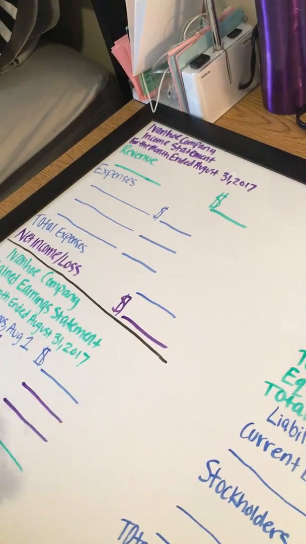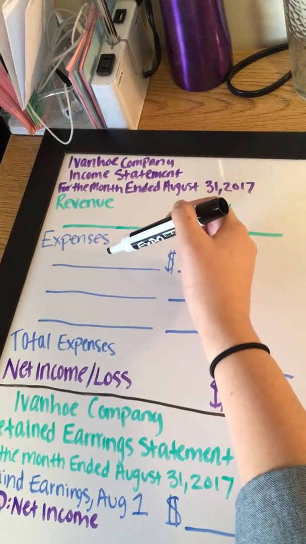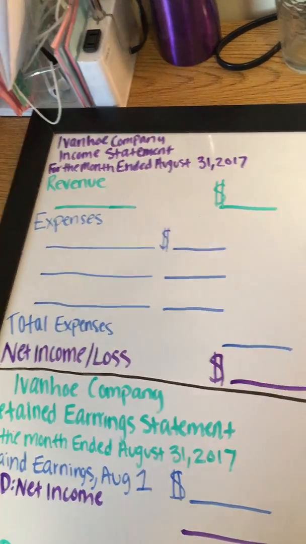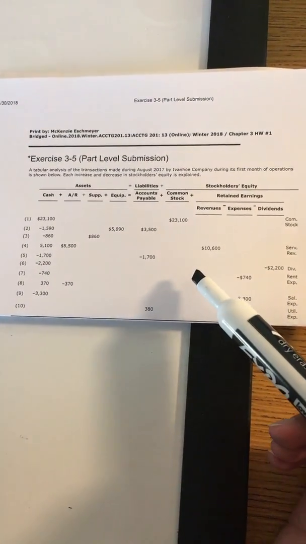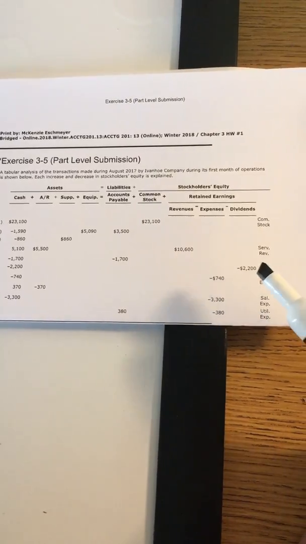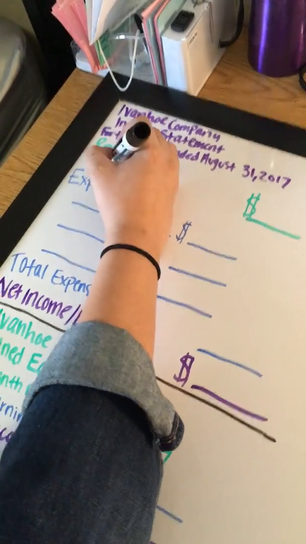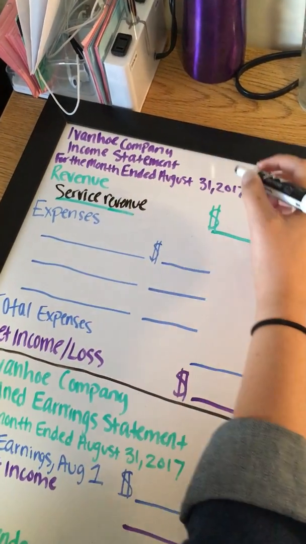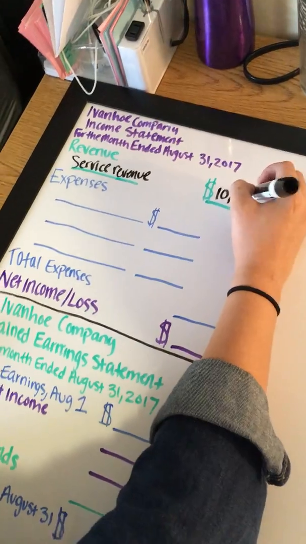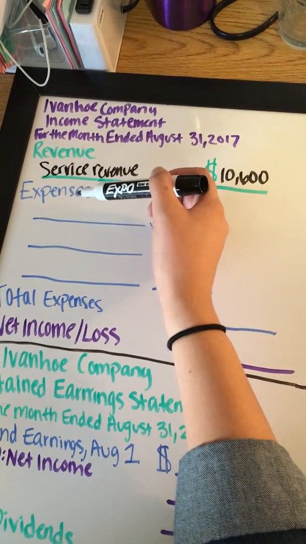First, as we always do, we are going to start by completing the income statement, which is always revenue minus expenses. When we refer back to the transactions made, we go under stockholders' equity, retained earnings, and then revenue, which is $10,600. As we look to the side, this is a service revenue. So on the income statement, we write service revenue, $10,600. That's the only revenue that was there.